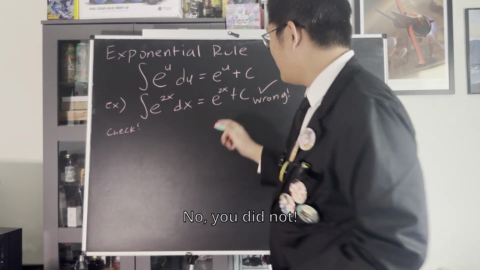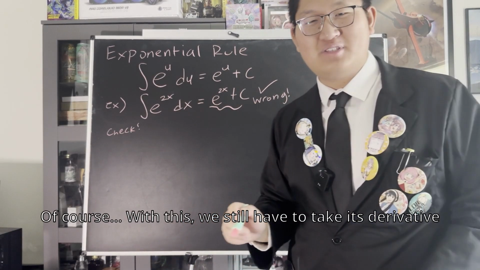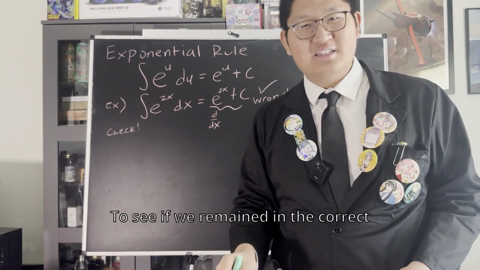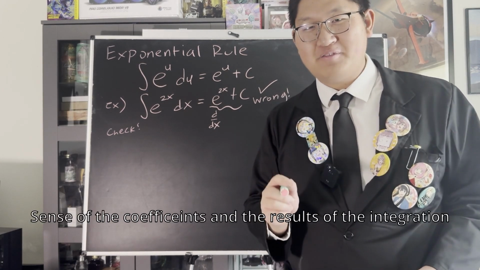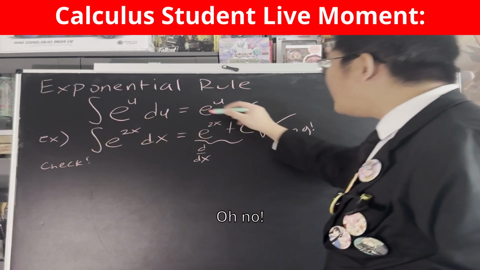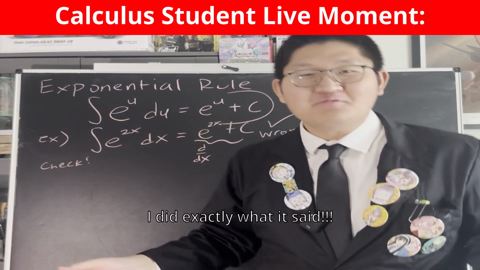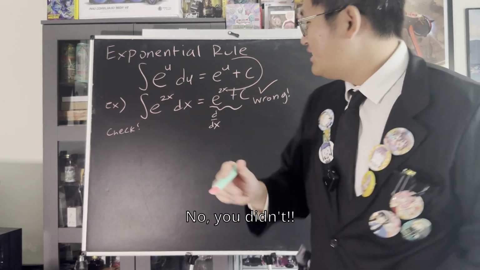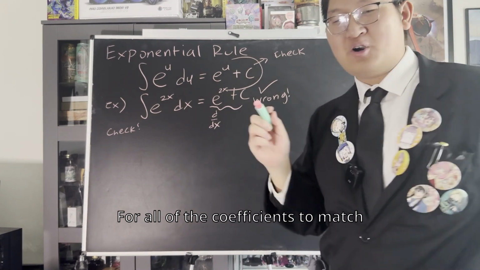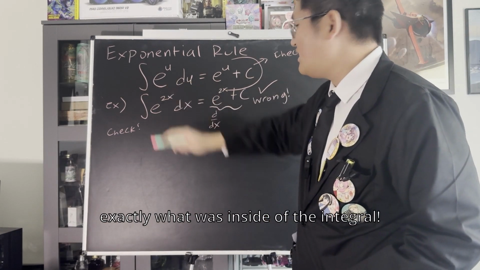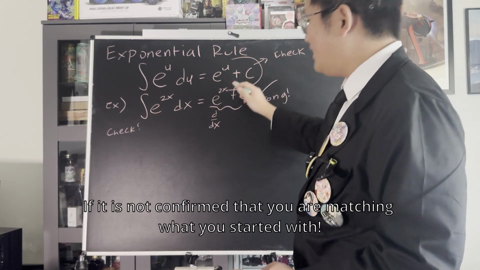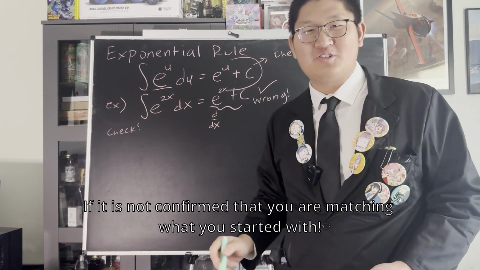No, you did not. Of course, with this, we still have to take its derivative to see if we remained in the correct sense of the coefficients and the result of this integration. But then, of course, oh no, but I followed the rule. I did exactly what it said. No, you didn't. This still implies that you need to check for all of the coefficients to match exactly what was inside of the integral. These answers mean nothing if it is not confirmed that you are matching what you started with.